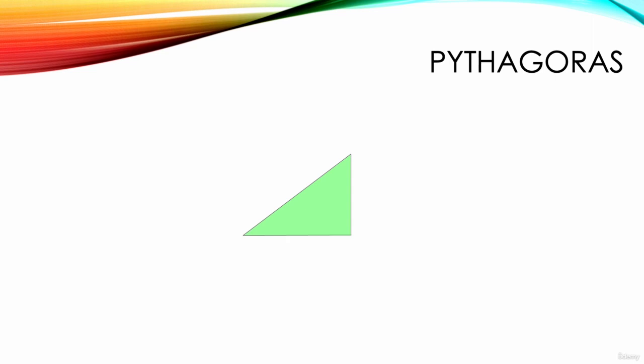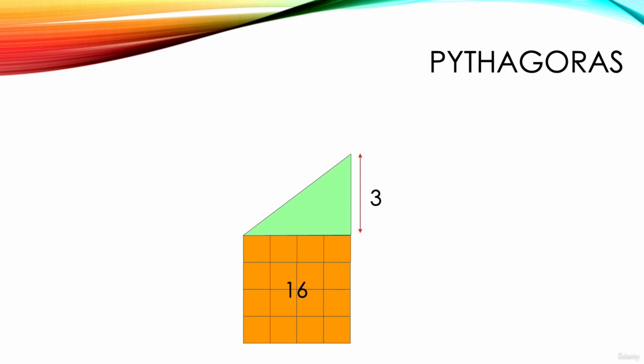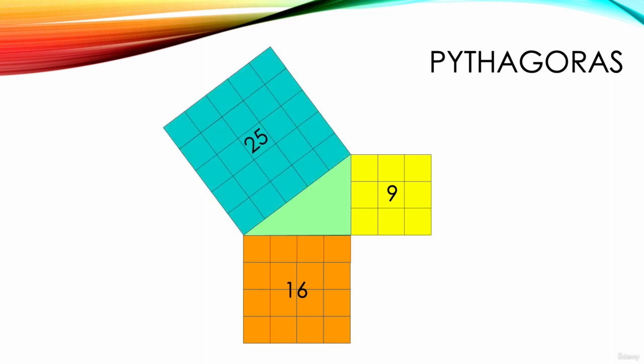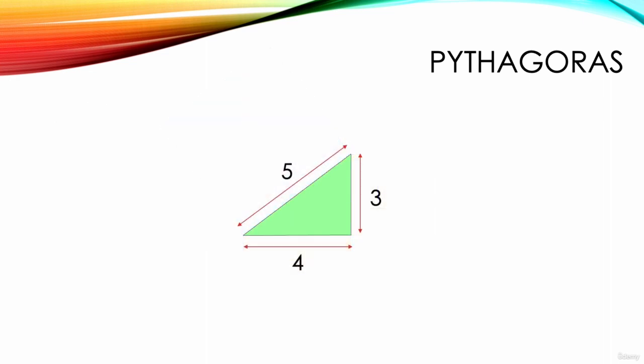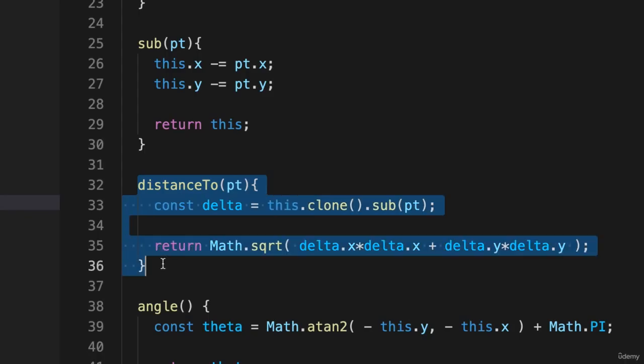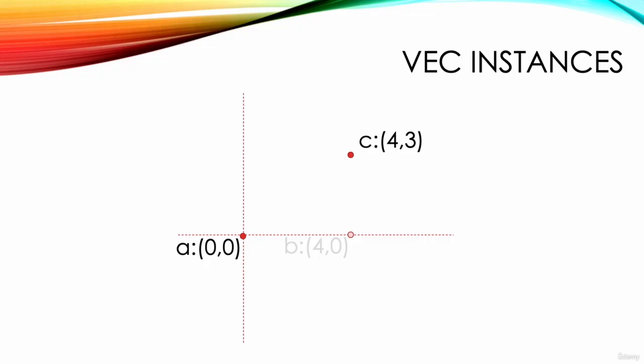If you recall your Pythagoras, a popular example is a triangle with one edge of 4 units and another of 3 units. If we square the 4 we get 16 and square the 3 we get 9. Add them together we get 25. Find the square root of 25 and we get the length of the hypotenuse, the longest side, the one away from the right angle. If you recall, the vec class has a distanceTo method. The distance from A, 0, 0 to C at 4, 3 should be 5 units.